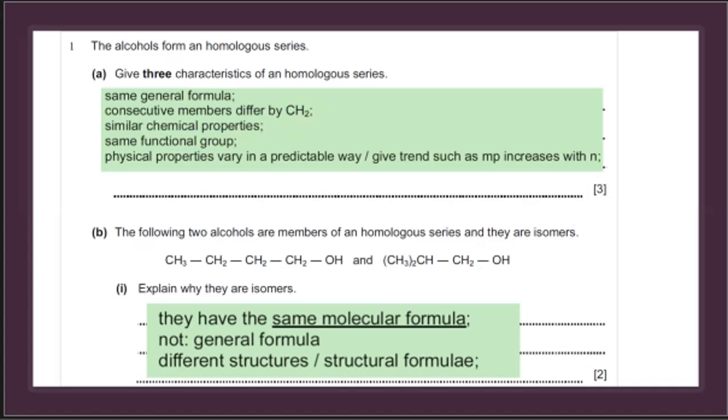Part B: the following two alcohols are members of a homologous series and they are isomers. They ask you to explain why they are isomers. The reason is that they have the same molecular formula, but different structural formula. What you will not put down is that they have the same general formula. You would say they have the same molecular formula, but different structural formula.